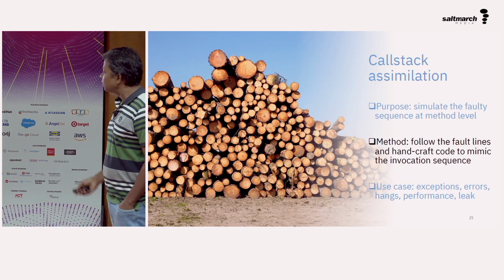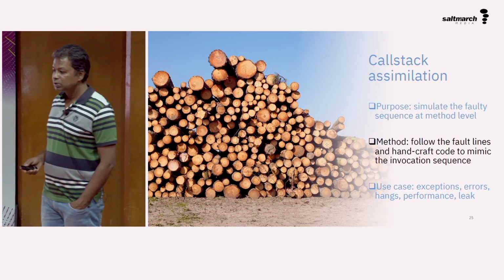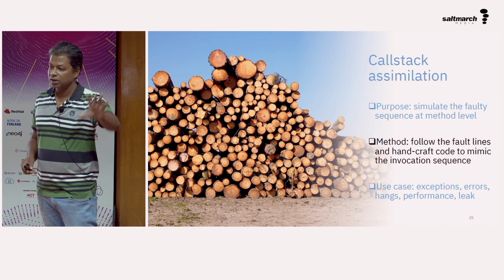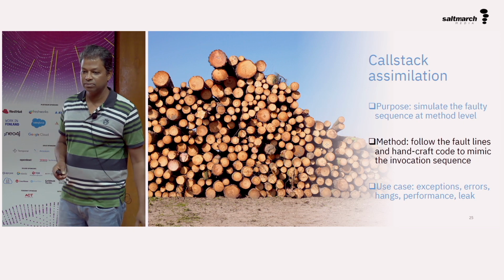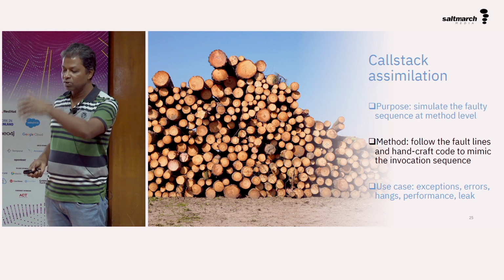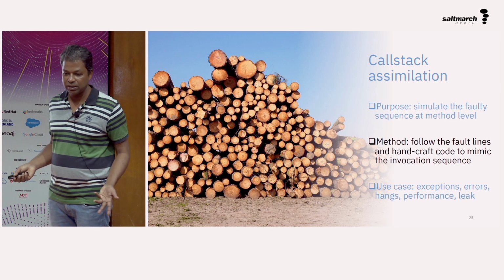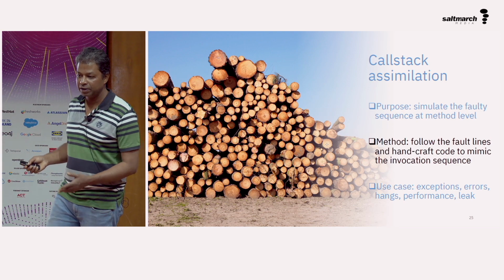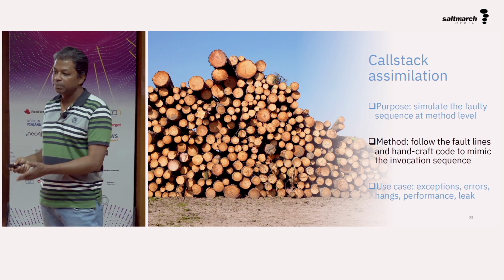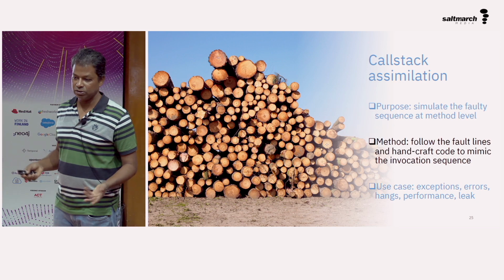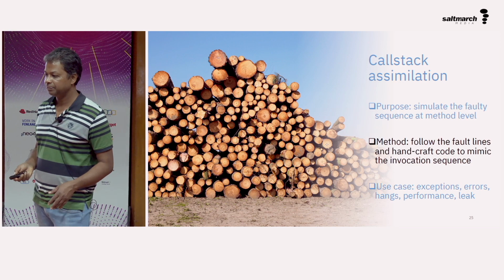So next one is call stack assimilation. Call stack assimilation is a simple technique. We just coined a name for that. Look at the production call stack, go down the list and see which is the public API, and write a test case that will exercise the public API. The expectation is that the public API will go the same path as what happened in production. In many cases, it happens.